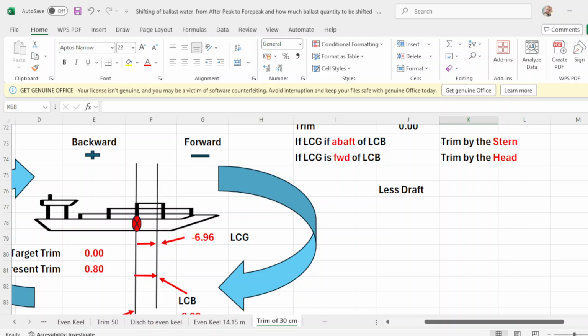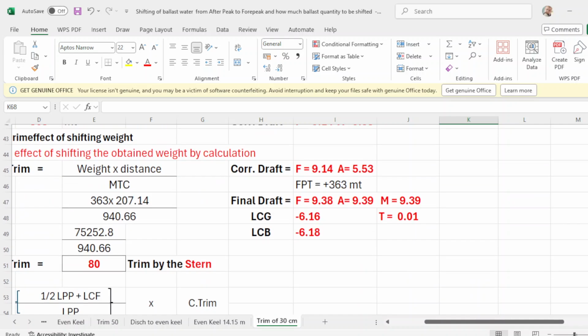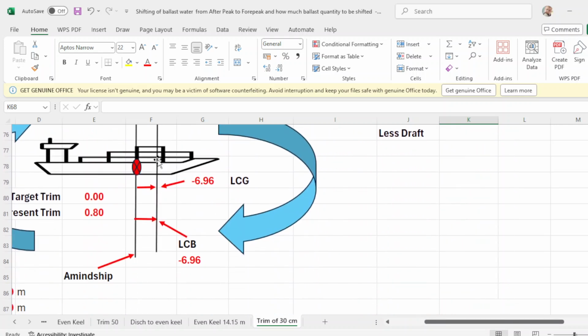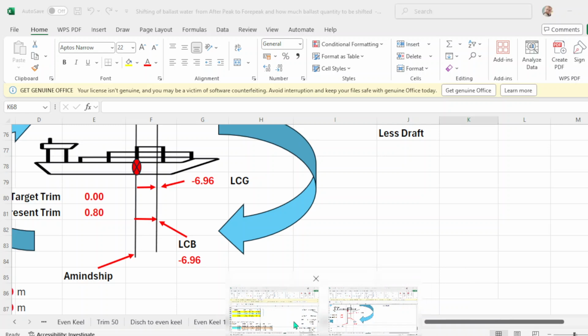So it is safe to say if your LCB is negative 1.6, then your LCG will also be negative 1.6, which means they are acting in the same line, a vertical line such as this one. Okay, I hope that is clear. Then we go again to the program.